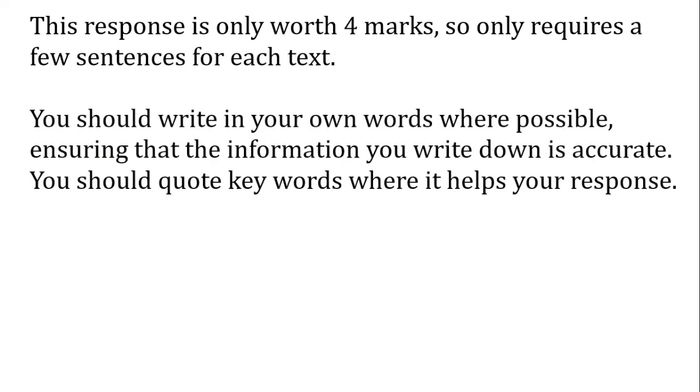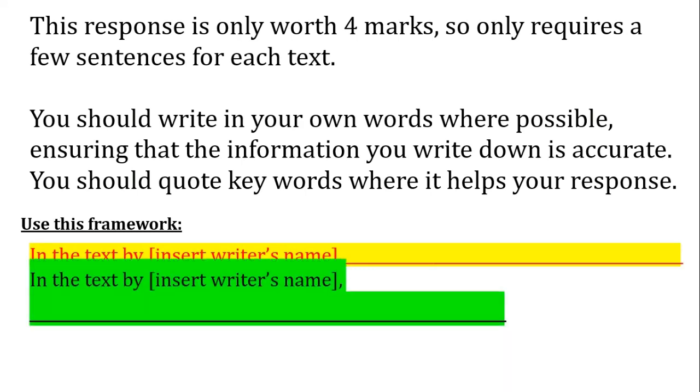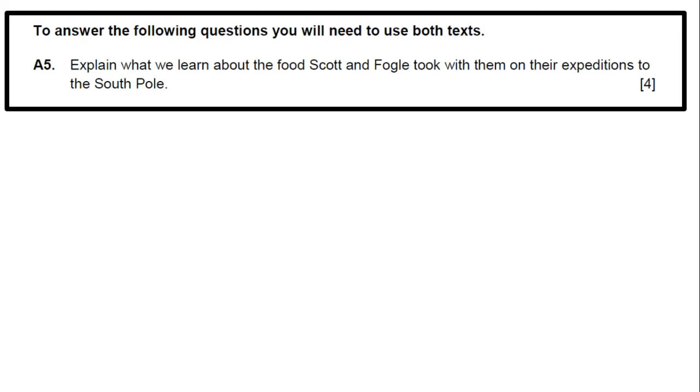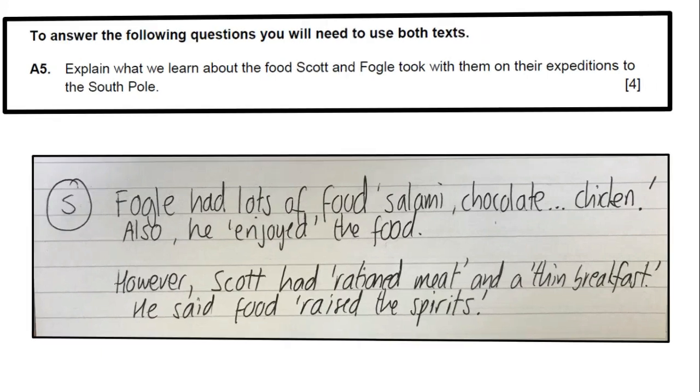Okay, so you're only looking at a few sentences for each, and this is the structure I would use: in the text by Ben Fogel, in the text by Scott. So use the surnames of the writers and make it clear which one you're talking about. And then here is an example. So this question was saying what they both took with them on the expedition, what food, and I put Fogel had lots of food, I've listed it, he enjoyed the food, and then I said however, so again I'm maybe comparing a little bit, Scott had rationed meat and a thin breakfast, he said food raised spirits. So all I've really done is look for the focused question, which is food, that is the focus of the question, and I just find the information that tells me about food in both extracts. 4 marks, so you're looking at maybe 4 or 5 quotes.